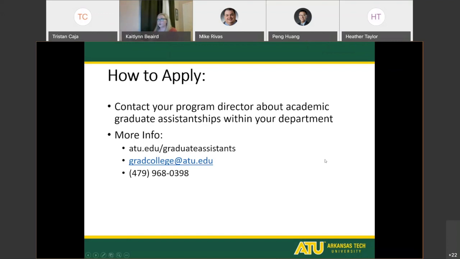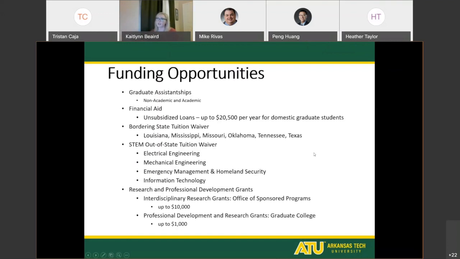So I'm going to quickly go through some other funding opportunities. We talked about grad assistantships, we talked about financial aid. Definitely remember that if you're from a state that borders Arkansas, you qualify for in-state tuition. So any of those states, even if you're in a completely online program, you'll qualify for that in-state tuition. If you're coming into one of these 4 STEM programs that we have, you qualify for an out-of-state tuition waiver as well.